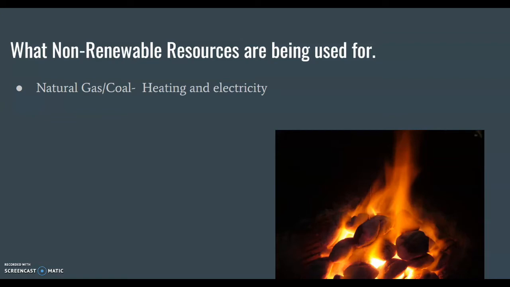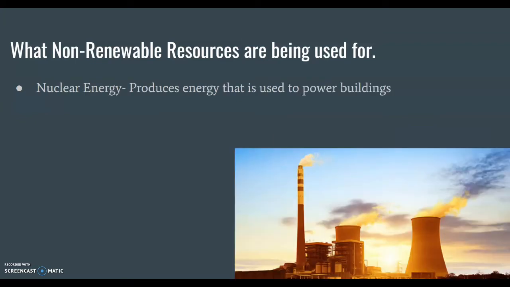Coal has to be dug up from the ground rather than extracted or pumped from the ground like an oil or a gas resource. Nuclear energy produces energy that is used to power buildings. Like I said, a lot of these resources are used for electricity to power the buildings that we use every day.